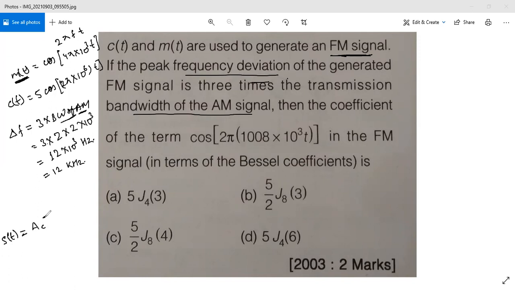Ac summation n is equal to minus infinity to infinity Jn beta, where beta is the modulation index, cos of 2 pi fc plus n fm t. So you will have to remember this expression, Ac summation n is equal to minus infinity to infinity Jn beta cos of 2 pi fc plus n fm t. I think all of you know what all the notations are showing here. Ac is the magnitude of the carrier signal. Jn beta is the Bessel function coefficient. And n is the nth coefficient.